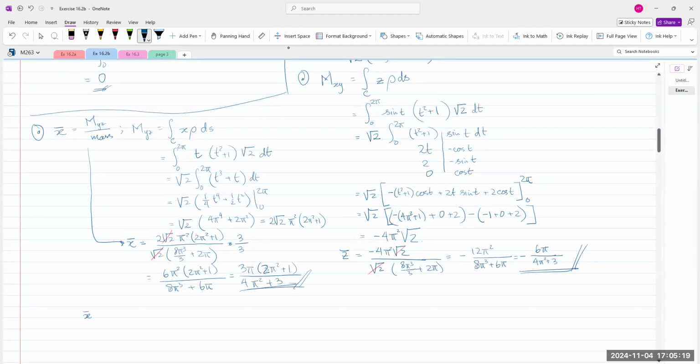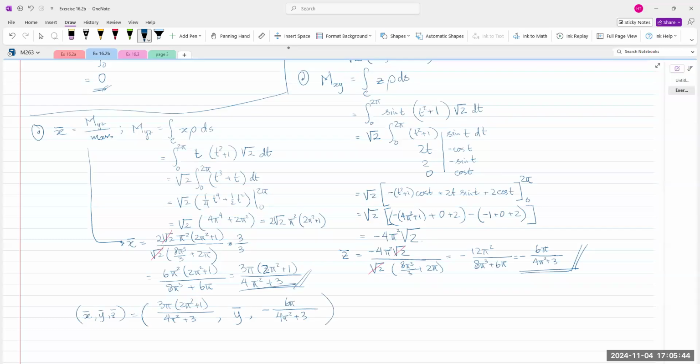So the center of mass, x bar, y bar, c bar, equals 3 pi, 2 pi squared plus 1 over 4 pi squared plus 3 for the x component. The y bar, you look for it yourself. And then the c bar is negative 6 pi over 4 pi squared plus 3.